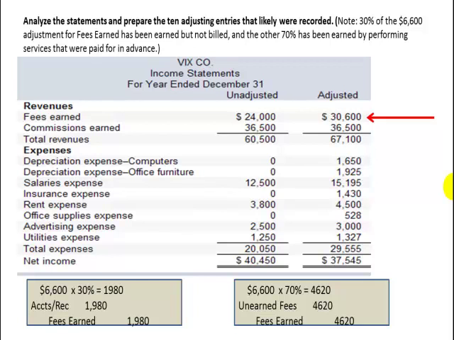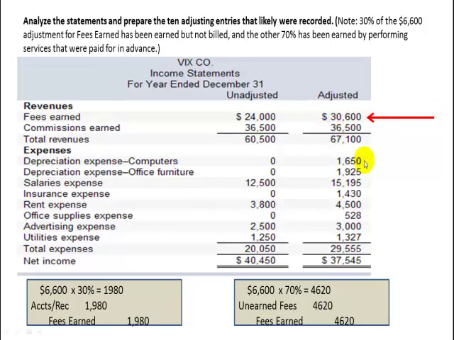You can see that commissions earned have not had any changes. That's the second item down there. Let me get my cursor back here. I can't find it. Where's my cursor? Slow down a little bit here and see if I can find it. Oh, there it is. It didn't change any from the unadjusted to the adjusted, so I'm not going to need to make any changes there.